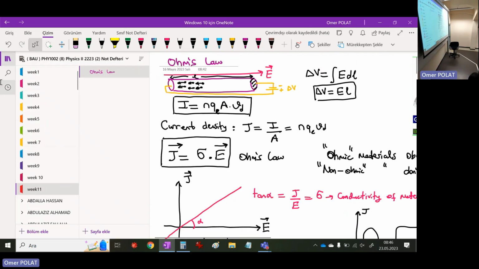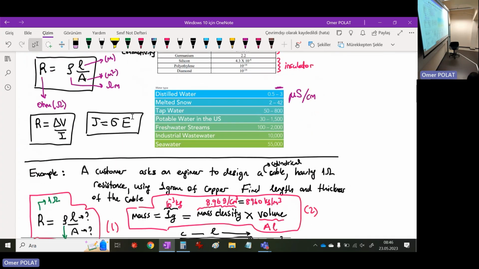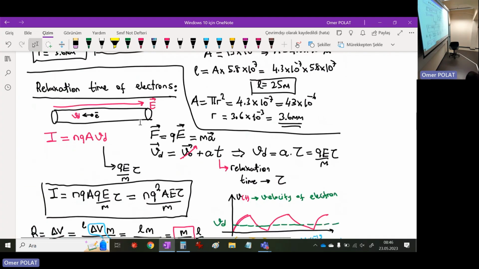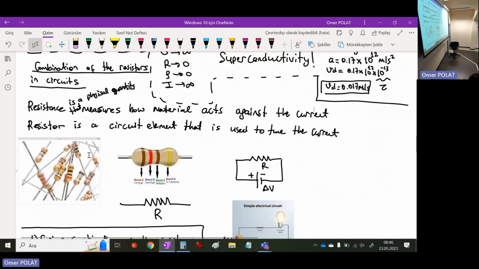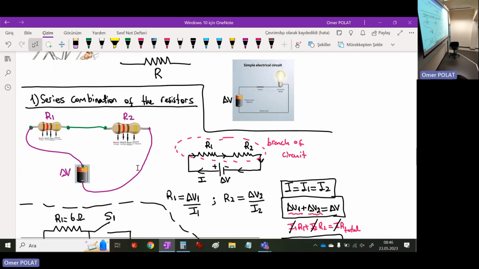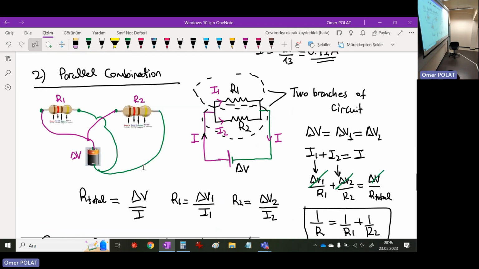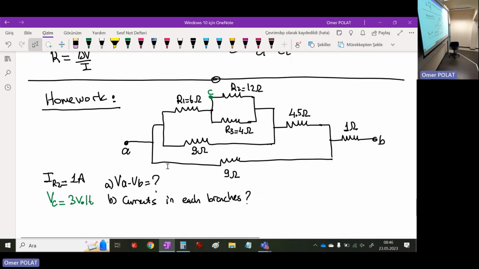So that's the reason why we have more than 3 electrons removing in the table. Okay, so after this, we start resistor. So resistor, as you see, is a circuit element. We use resistor to tune the current. And as you remember, we also described in the previous chapter, capacitor, 2 kinds of combination, series combination and parallel combination. And I gave this homework.